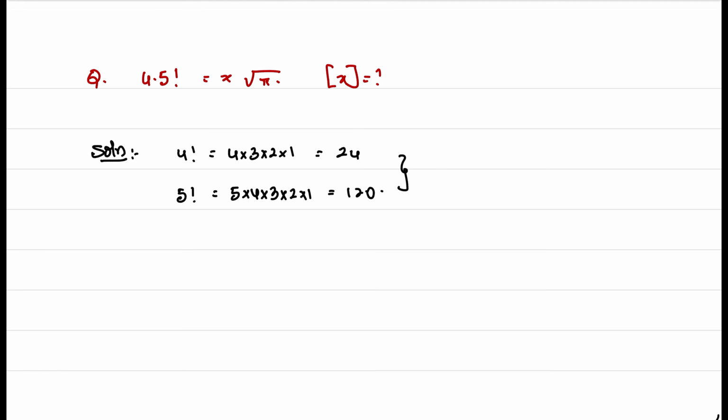Then factorial 4.5 lies between 24 and 120. This is the range. The answer should be between these two. Now how to find out this factorial?